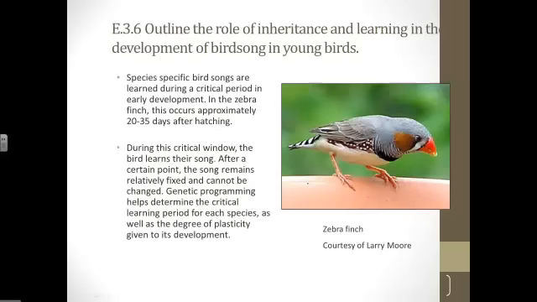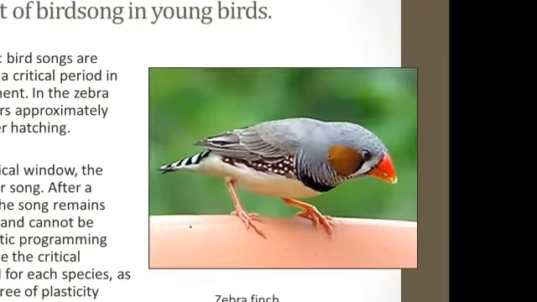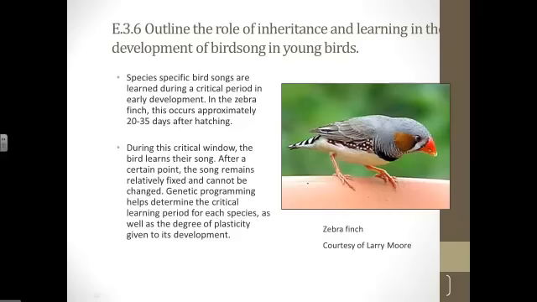This is a picture of a zebra finch, which is an example of a bird that learns a bird song during a critical period of development when it is a chick. In the zebra finch, that critical window occurs at approximately 20 to 35 days after hatching. So that's the time period where whatever song it hears is going to imprint into the bird, and it's going to associate that with its mating song.